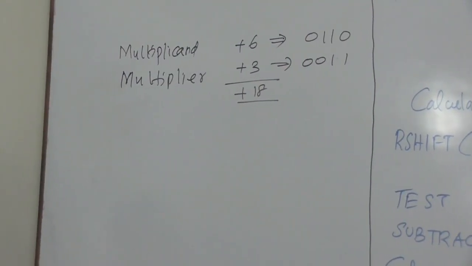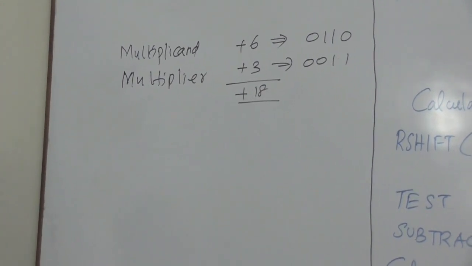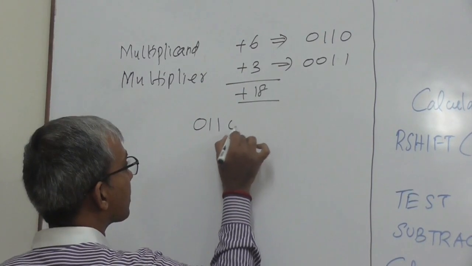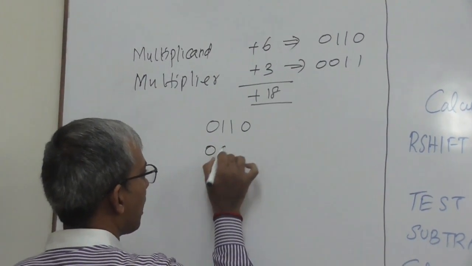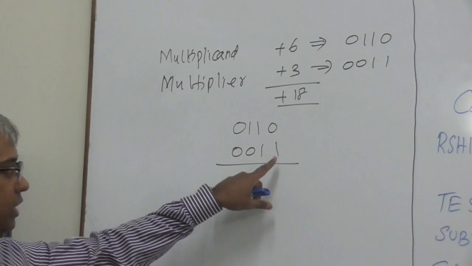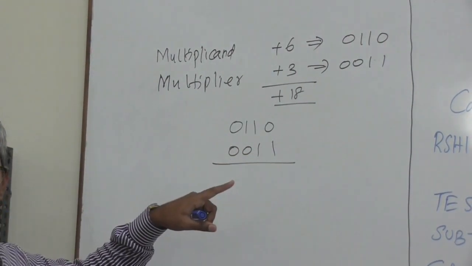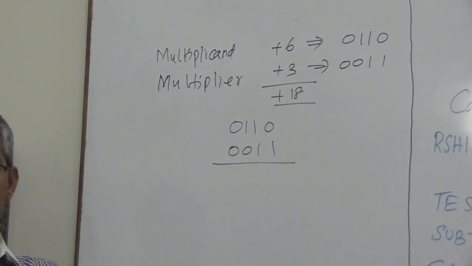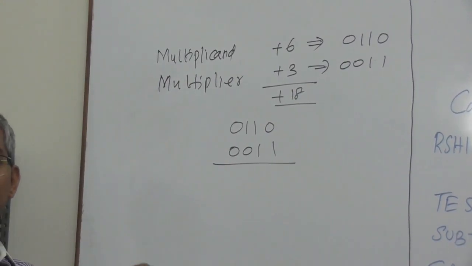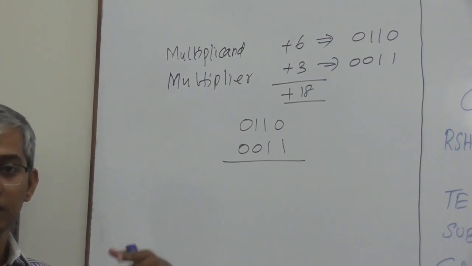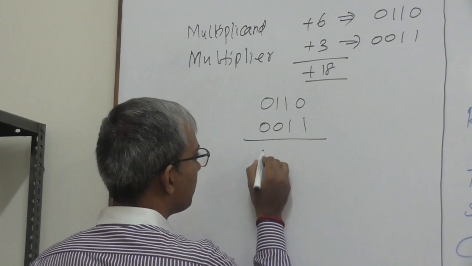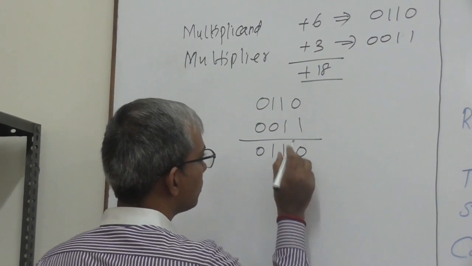How is this multiplication performed in a manual calculation? We write the multiplicand and then the multiplier, right? So we have to check each and every bit of your multiplier one by one. When the value of the multiplier bit is 1, then I have to add the multiplicand with the result. If the value of the multiplier bit is 0, then I have to add 0 with the result, right? So here the value is 1, so I will take the multiplicand as it is, 0, 1, 1, 0.